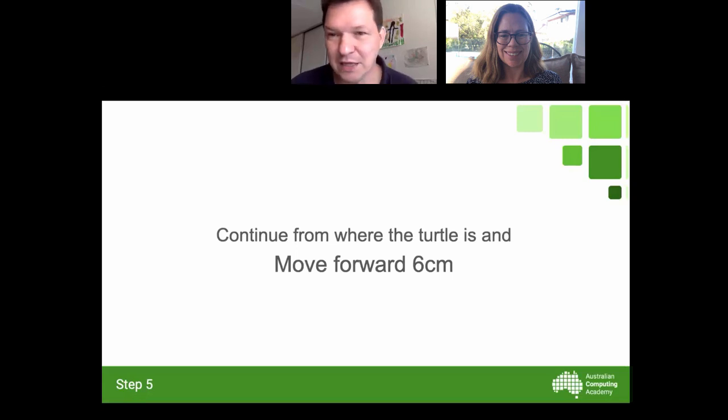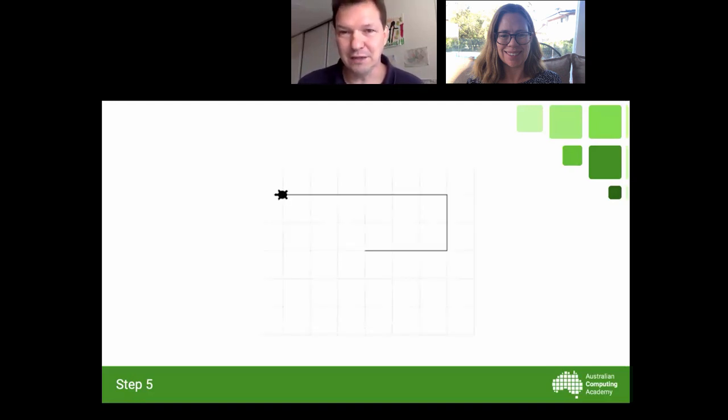Now, where might that get us to? Have a look. Okay, so we started up here, and then we moved left 1, 2, 3, 4, 5, 6. Or from the position of the turtle, because it was already facing to the left, it just moved forward. Okay, so when we draw with the turtle, we always look through the eyes of the turtle.